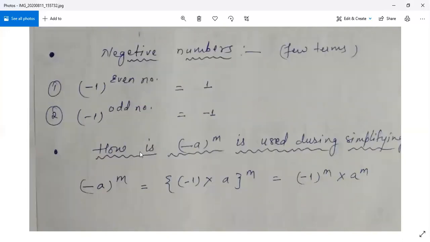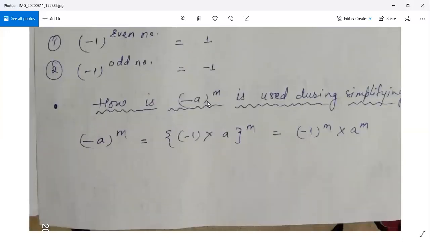Okay, so now whenever we are solving an exponent, here a denotes an integer. It can be 1, 2, 3, 4 up to infinity, anything. So when we are using a minus integer, minus a, how can we distribute this (-a) to the power m? How can we simplify this kind of exponent?